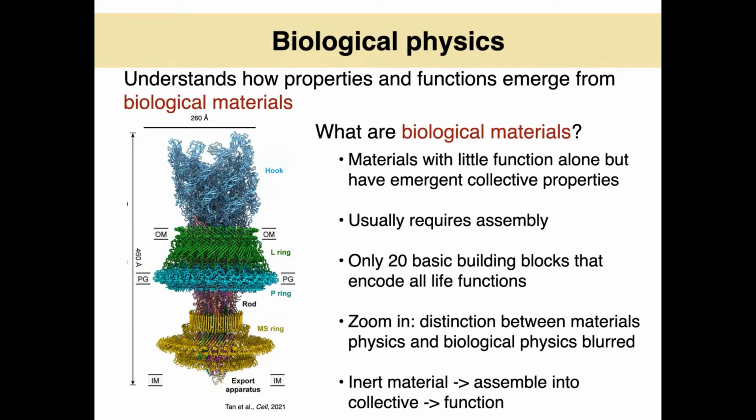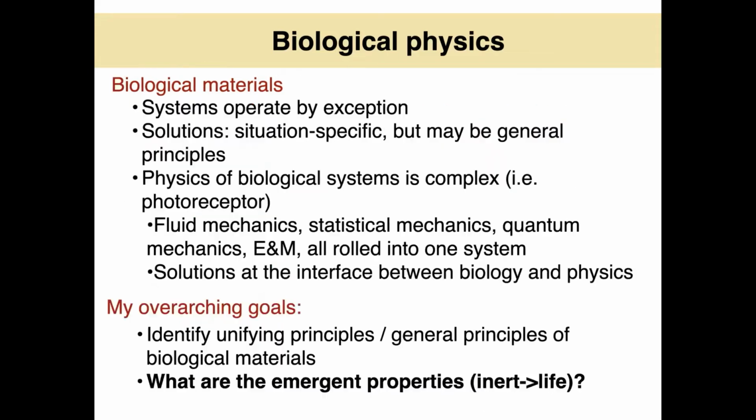I think we're at a cusp where the distinction between materials physics and biological physics is starting to become blurred, and that's what's really interesting here. I look at biology as a type of material science, and this material is endowed with very interesting properties that we know as life, okay? So we're gonna look at inert materials, and when they assemble into a collective, they're gonna have some kind of function.